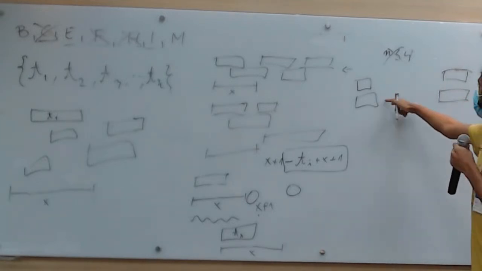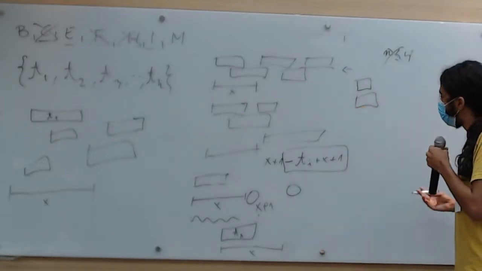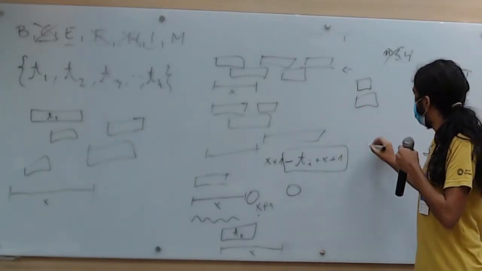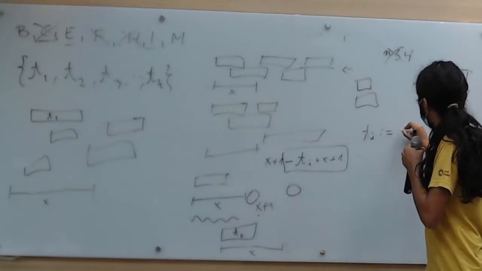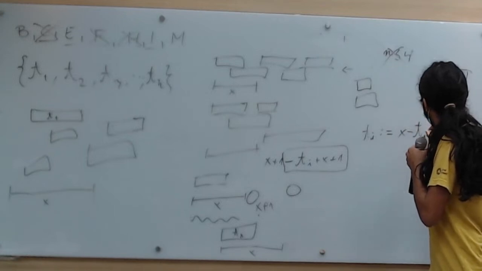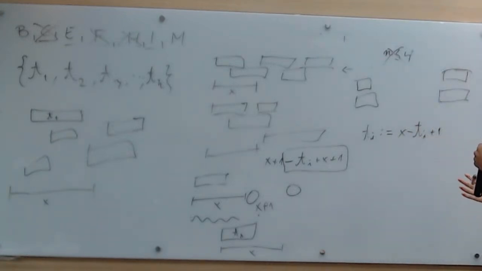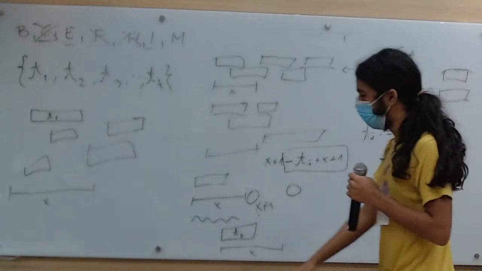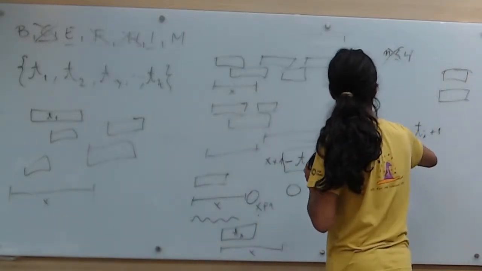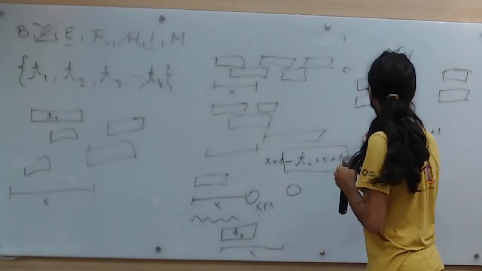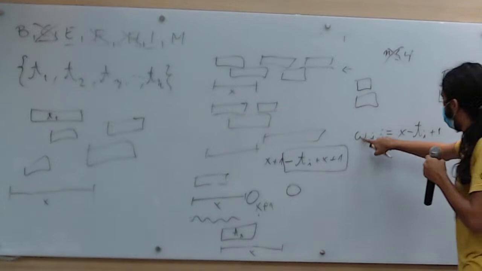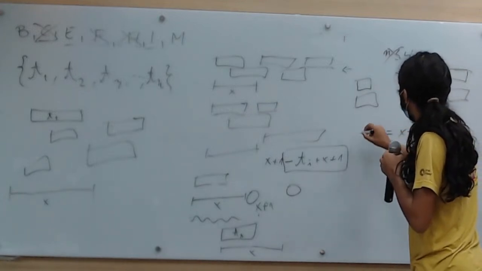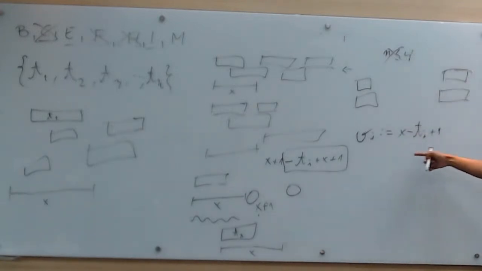And now for the rest of the messages, we are going to change their value from t of I to x minus t of I. Maybe you can use a different variable, just to make things a little bit less confusing. W of I. Okay, I can use v because it's easier to say. V of I is equal to x minus t of I plus 1.